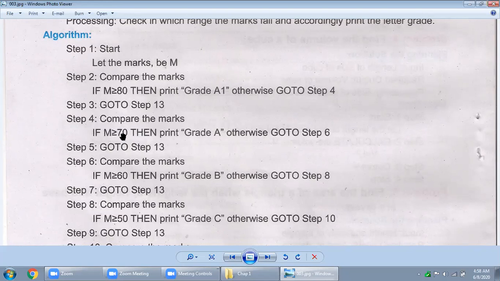The purpose of a relational operator is to compare two values. Watch over here. M is the first value, 70 is the second value, so we are comparing with the comparison operator. In the flowchart, for greater than or equal to, less than or equal to, and not equal to, you will represent it with the diamond shape symbol. Which symbol? Diamond shape symbol.